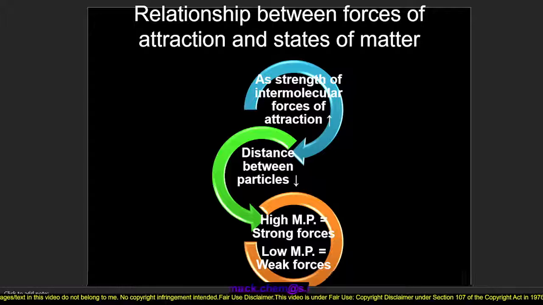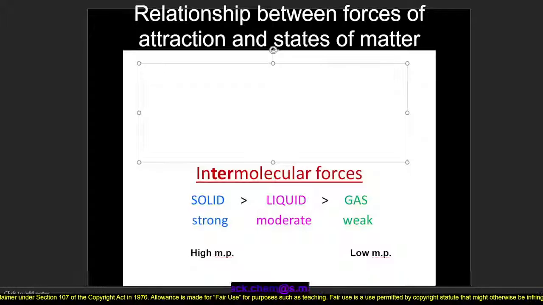So what we want to summarize as the relationship between the forces of attraction and the states of matter is that where we have strong intermolecular forces of attraction, this should indicate a high melting point, and the expected physical state of matter is a solid. As the strength of the forces of attraction decreases, melting point decreases, and the physical state of matter changes from solid to liquid to gas.